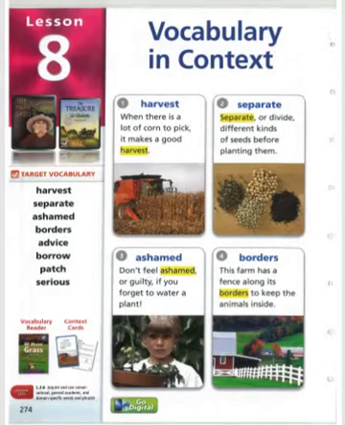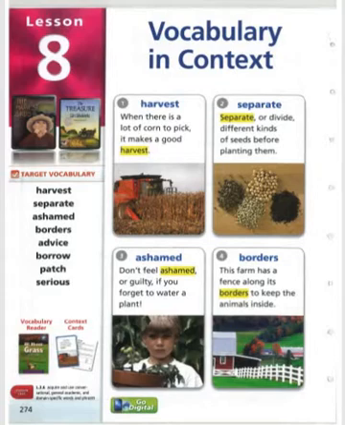Word number 3, ashamed. Ashamed is an adjective. It's when you feel that you're guilty or sad about something and embarrassed from it. The example that we have here: don't feel ashamed or guilty if you forgot to water a plant.